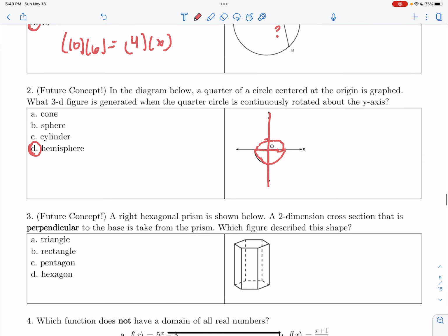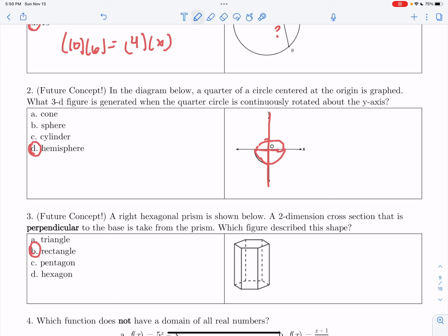Number 3 is another geometry concept, and you want to find out what two-dimensional cross-section that is perpendicular to the base from the prism. So the base is a hexagon, and if I were to look at something perpendicular to it, I am going to, let's say, cut this in half, like this, because it's perpendicular to it. If you were to cut it apart and look at the shape, you're going to realize that it's going to look like a rectangle.